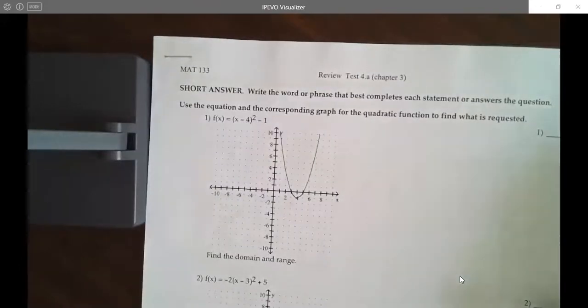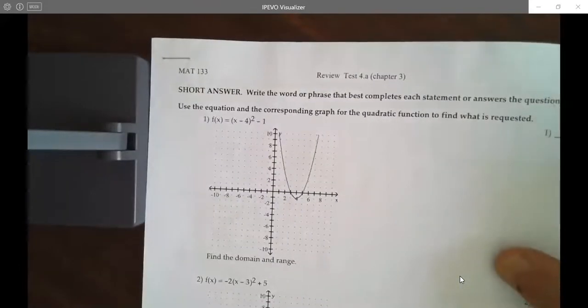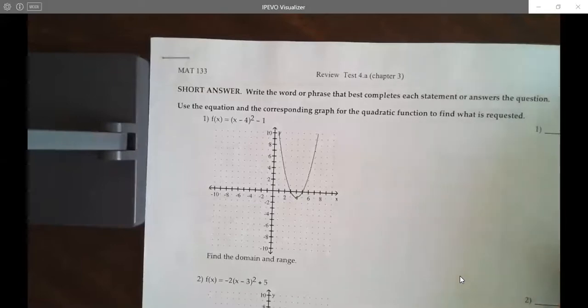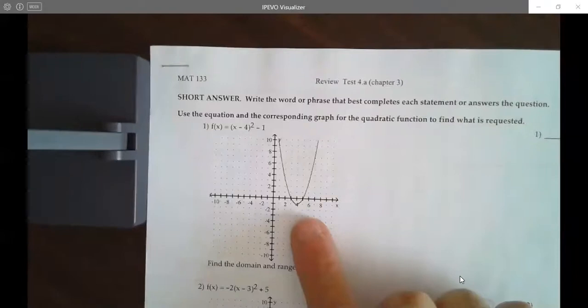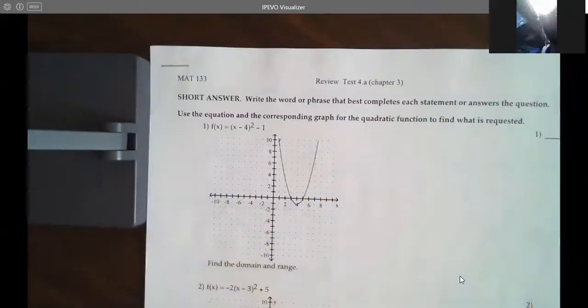First question is use the equation and corresponding graph for the quadratic function. So basically, you're using transformations. Do we need to go over that at all? We could. All right, let's do that.